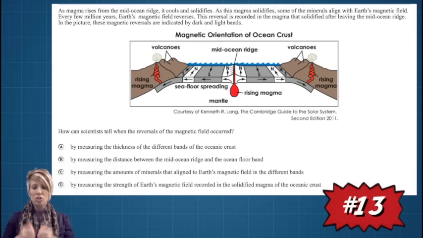And the white gets pushed as more magma pops up. Then the magnetic field reverses again, and now we have gray. So now gray is getting pushed up. So this is how we get that striped appearance on the sea floor. So the question is, how can scientists tell when the reversals of the magnetic field occurred? Knowing about what we just reviewed, answer this question.